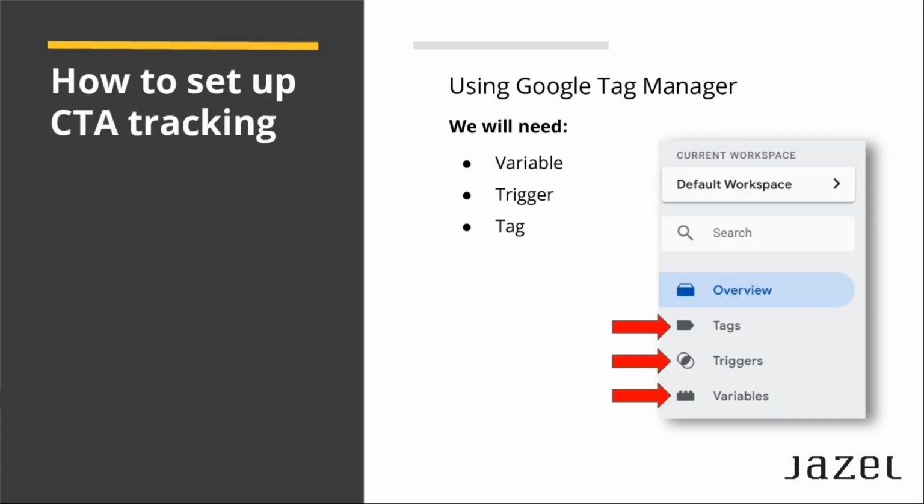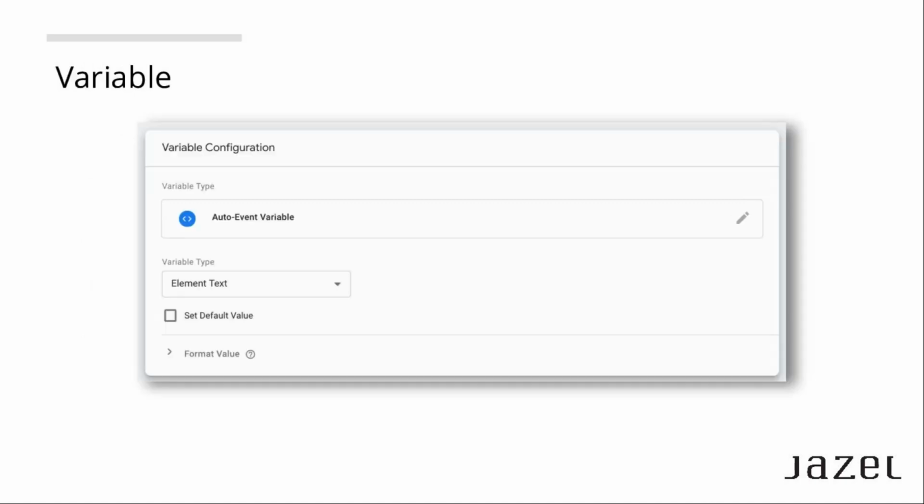So first off, how do you set up CTA tracking? We make use of Google Tag Manager because, I mean, I'm a fan of coding, but most people don't like to code, and Google Tag Manager just makes it really easy to manage. So we're going to need a variable, a trigger, and a tag. Google Tag Manager is, of course, broken out into variables, triggers, and tags. So first off, sorry, we are fighting for the screen there.